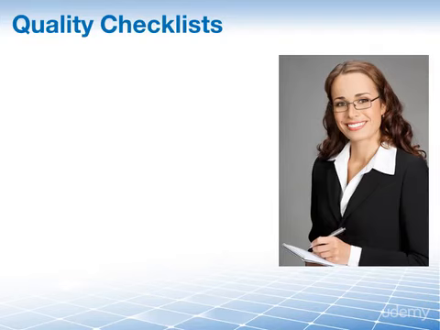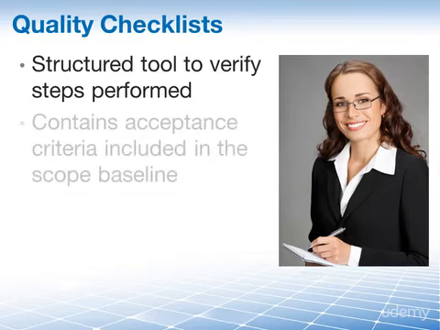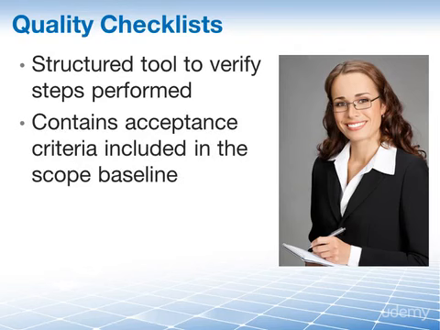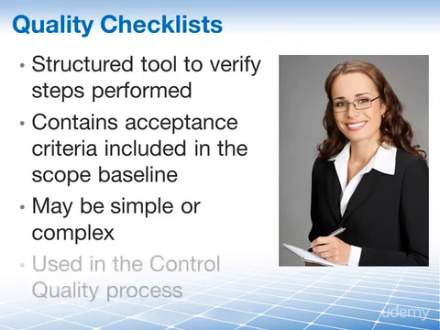Yet another output from the plan quality management process are the quality checklists. A checklist is a structured tool created to ensure that all steps were performed and that they were performed in the proper sequence. A checklist should contain the acceptance criteria that is included in the scope baseline. Checklists may be simple or they may be complex. This is based on the project's requirements. Checklists are created here in plan quality management, but they are used in the control quality process.